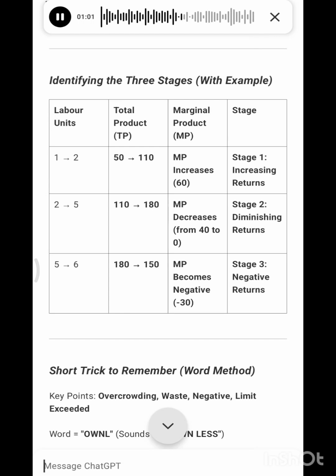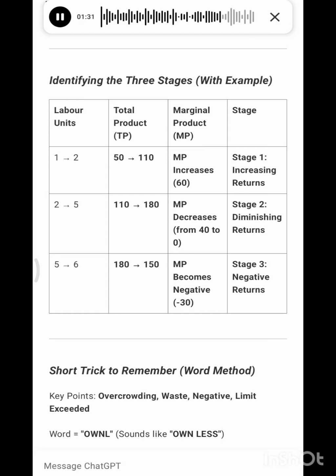Identifying the 3 stages with example, labor units, total product, marginal product. Stage 1, increasing returns: MP increases, TP rises from 50 to 110 and 180. Then MP decreases from 40 to 0. Stage 2, diminishing returns: TP goes from 180 to 150. MP becomes negative 30.